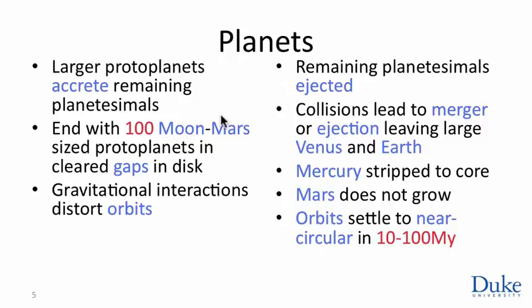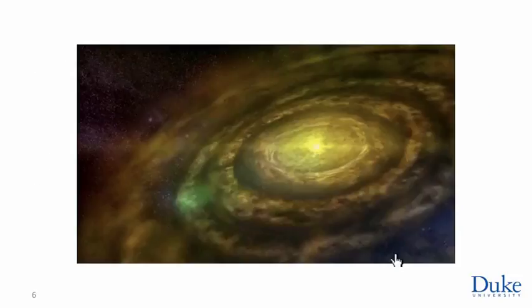And within 10 to 100 million years, remember 10 million years is when the dust is gone and the gas is gone, the T-Tauri winds clean out the system, and the orbits which have been perturbed settle down by mutual friction into the near-circular orbits that we see. So within 10 to 100 million years, we have pretty much the inner solar system as we know it.